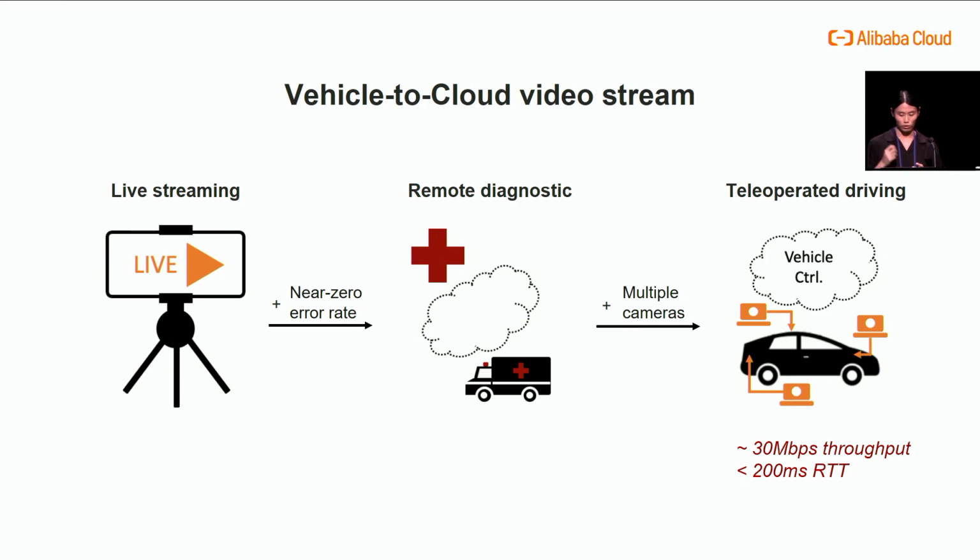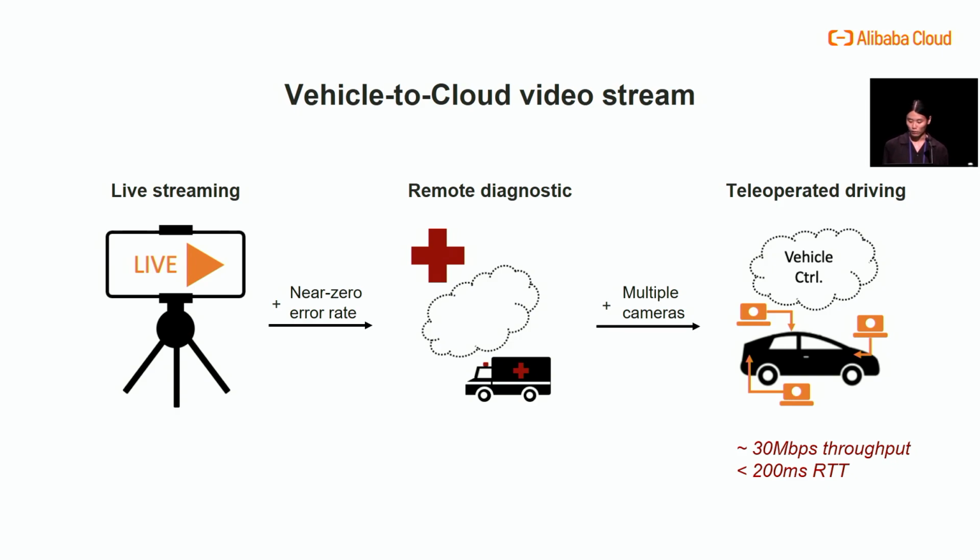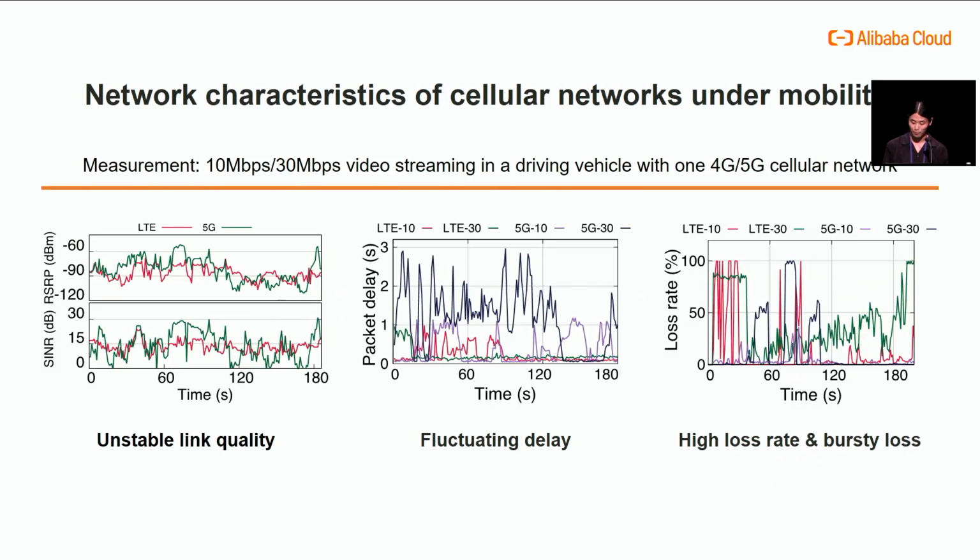In addition to the requirement of a near-zero error rate, we also need to upload video from multiple cameras at the same time. According to our self-driving partners' use case, this would require the network to have a consistent throughput of 30 Mbps and an RTT of less than 200 milliseconds, respectively.